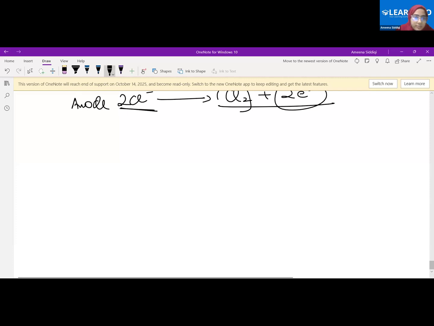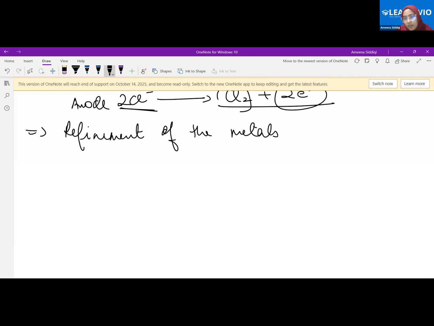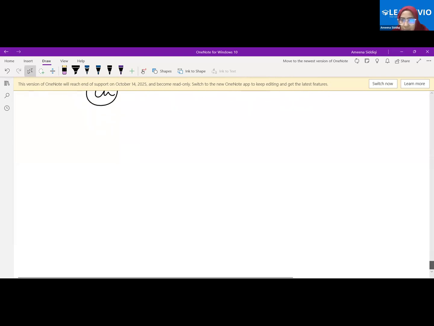We are starting this part, the refinement of the metal. Let's suppose I have to purify copper. I have to get pure copper, okay? From whatever metal I have gotten, I want to get the pure metal. That is copper. So what will I do?